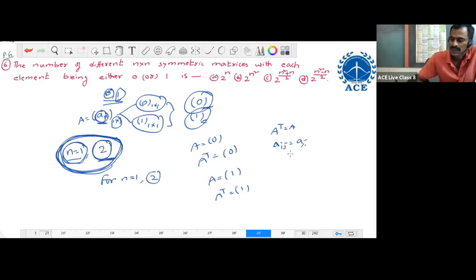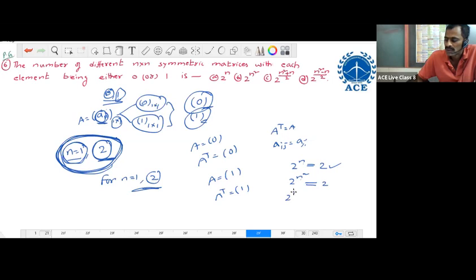Now, first option is 2 power n. If you substitute n equal to 1, this gives 2. Maybe the answer. Even though the first option satisfies, we cannot stop, and we cannot choose this as the correct answer, because more than one option may satisfy this condition. So the first option is satisfied. Next, second option, 2 power n square. If we substitute n equal to 1, this becomes 2. The second option is also satisfied.